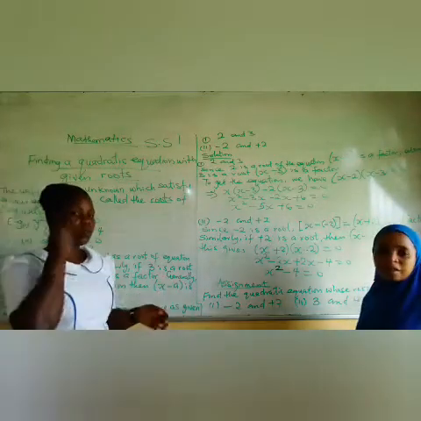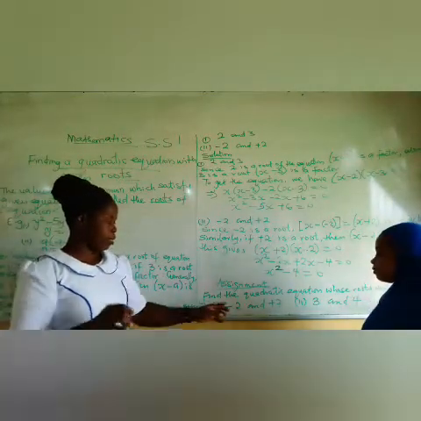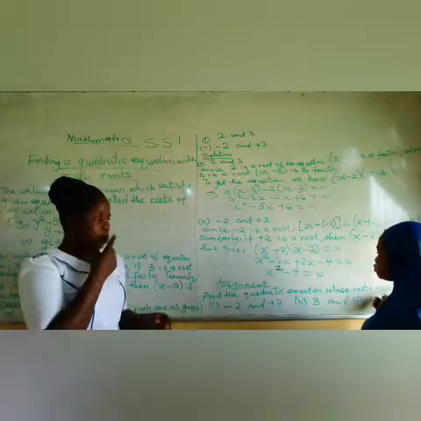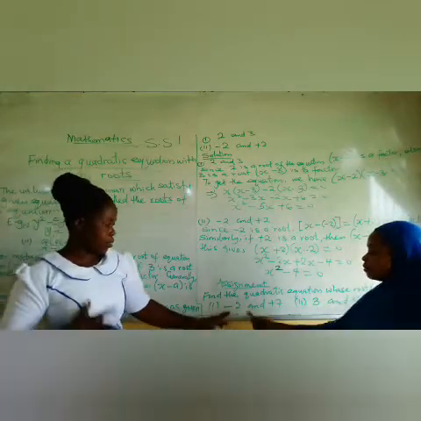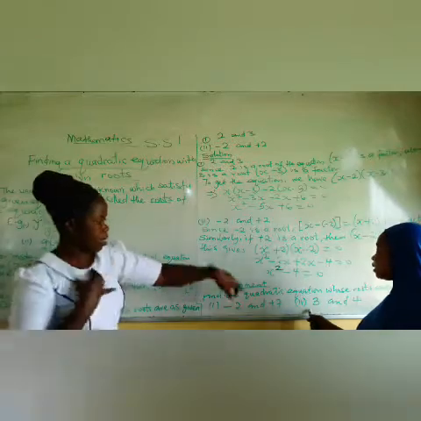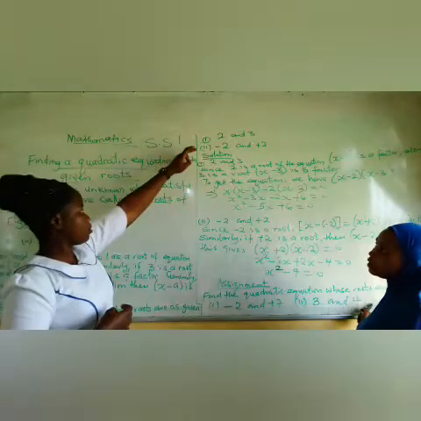You have your assignments. Find the quadratic equation whose roots are: number 1, -1 and 7; number 2, 3 and 9/4.